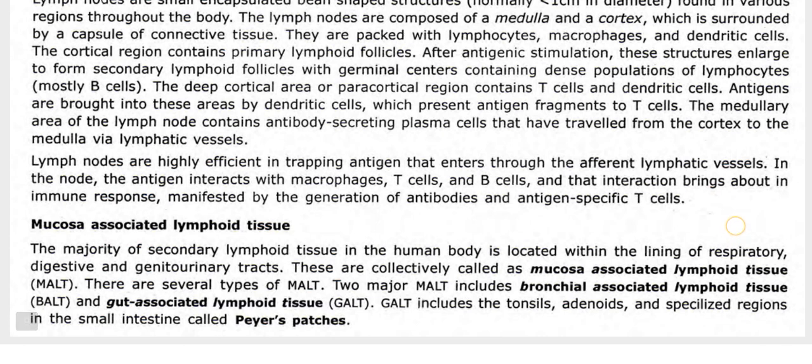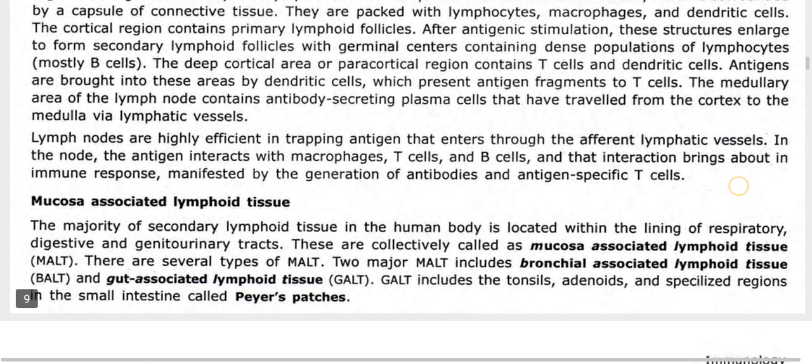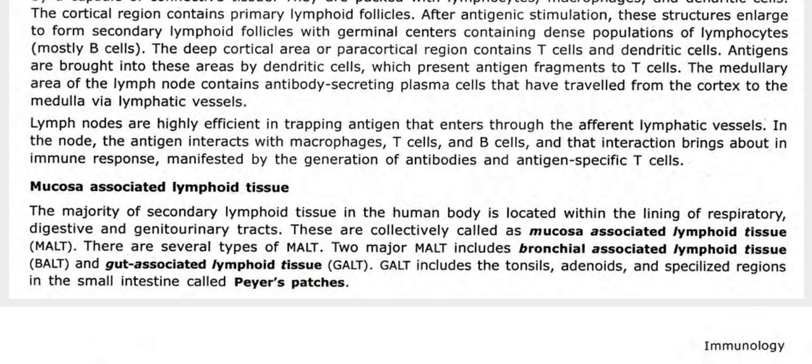Antigens are brought into these areas by dendritic cells, which present antigen fragments to T cells. The medullary area of the lymph node contains antibody-secreting plasma cells that have traveled from the cortex to the medulla via lymphatic vessels. Lymph nodes are highly efficient in trapping antigen that enters through the afferent lymphatic vessels. In the node, the antigen interacts with the macrophages, T cells and B cells, and that interaction brings about an immune response manifested by generation of antibodies and antigen-specific T cells.